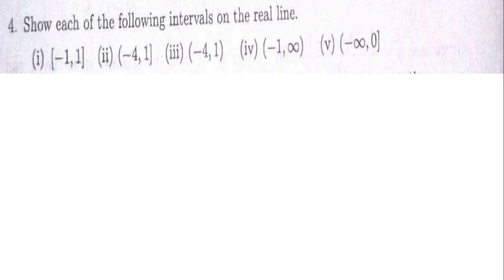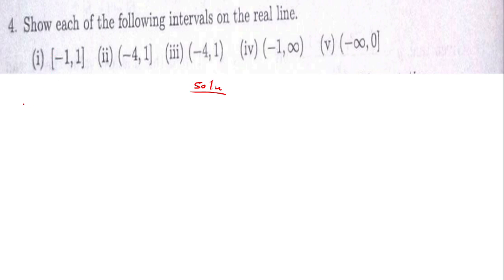Question 4 is saying, show each of the following intervals on the number line. So I'll quickly show these intervals on a number line. I'll write my solutions like that. When you talk about the number line and the interval, one thing that you need to understand is the representation and the meaning of these brackets.